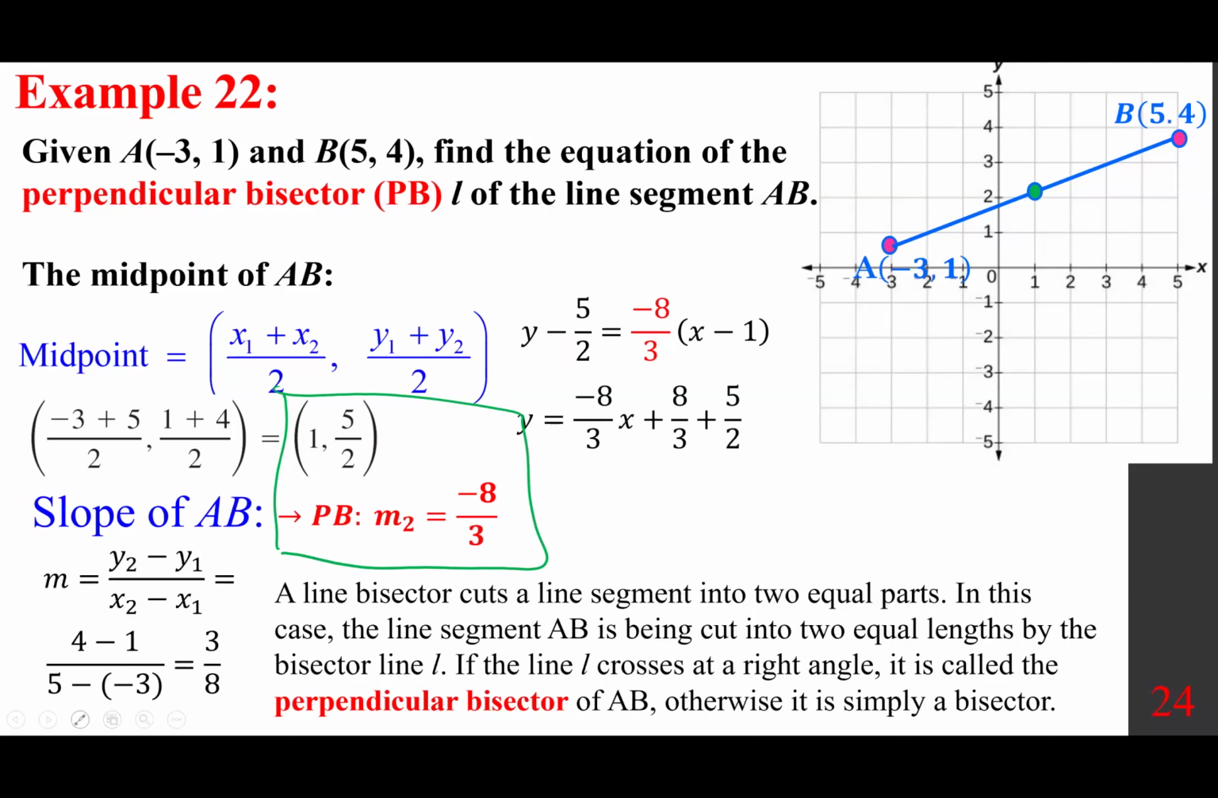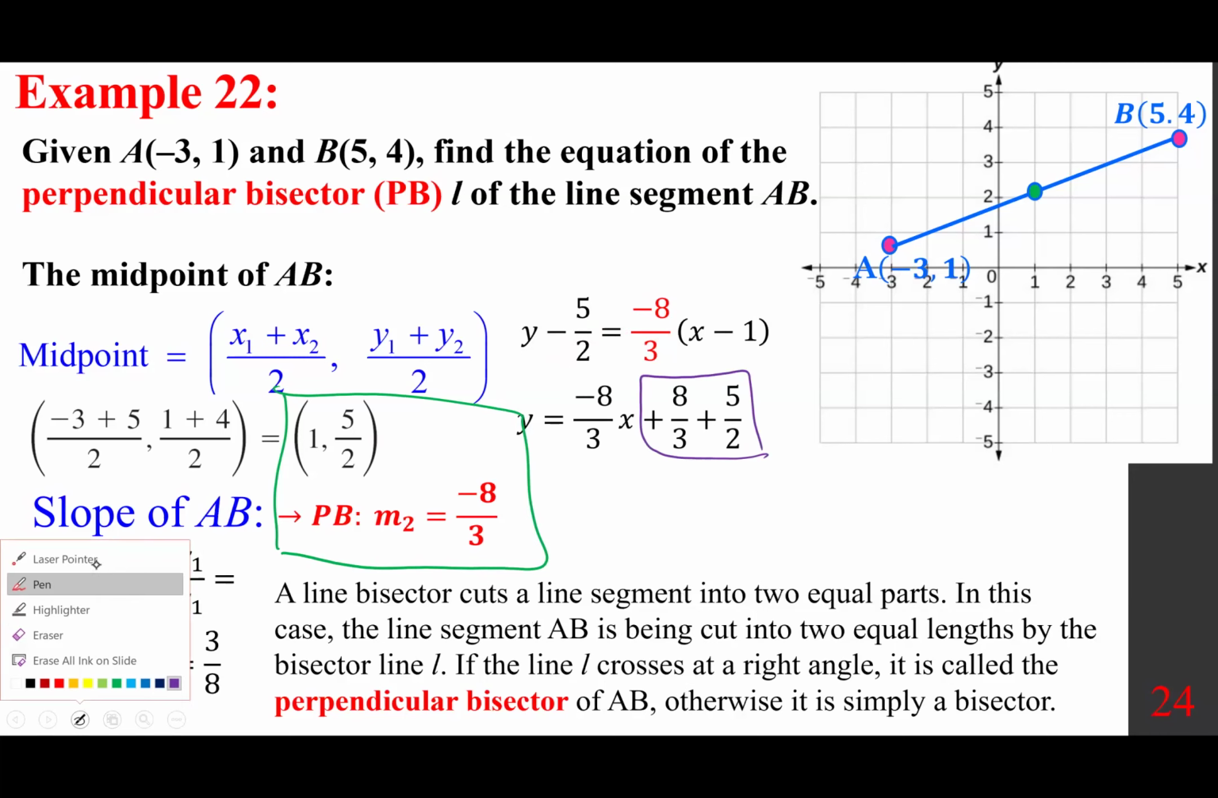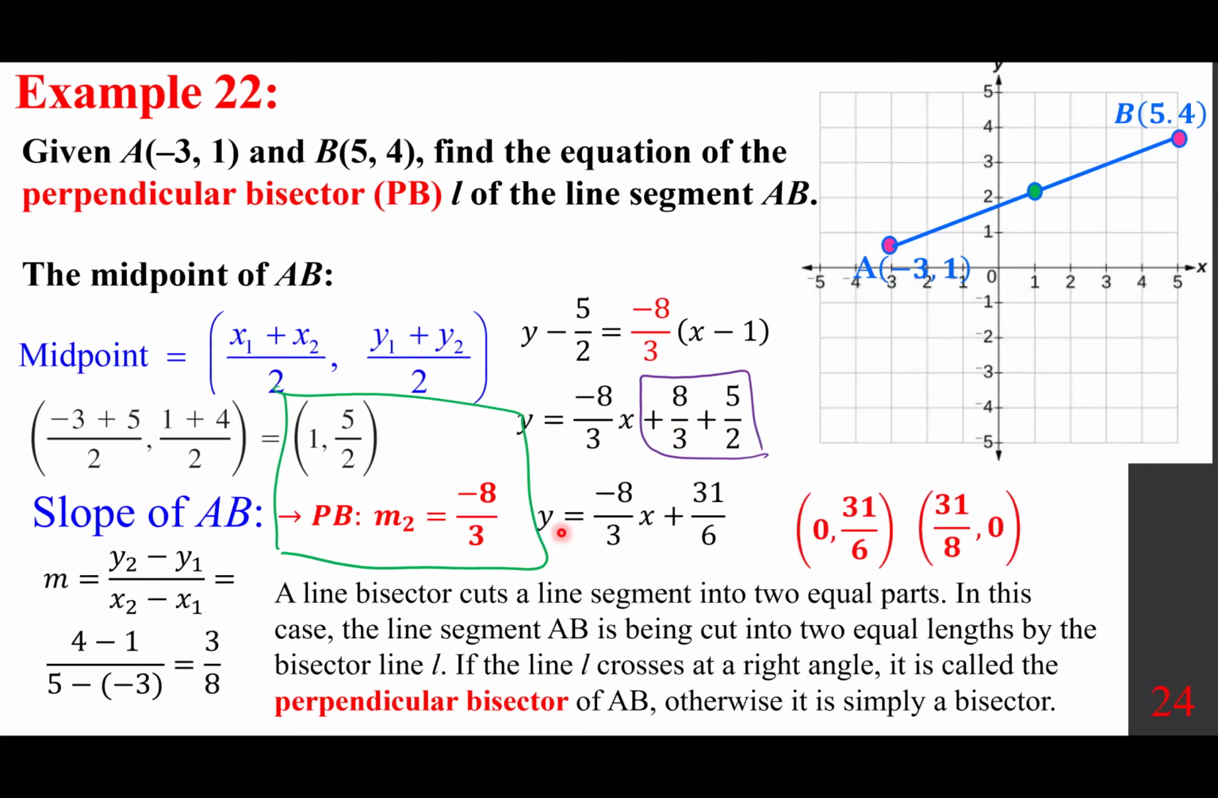And all you have to do is add up these two. The common denominator is 6. So this becomes 2 times 8, 16. This becomes 3 times 5, 15. They add up to 31. So we have y equals -8/3 x plus 31 over 6.